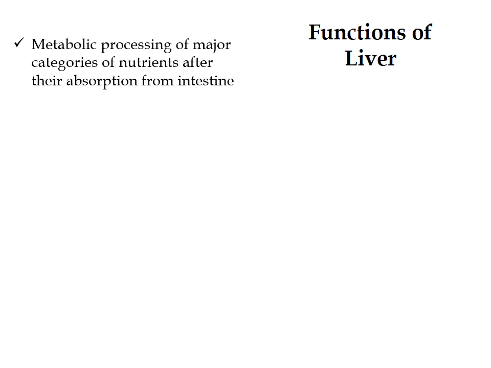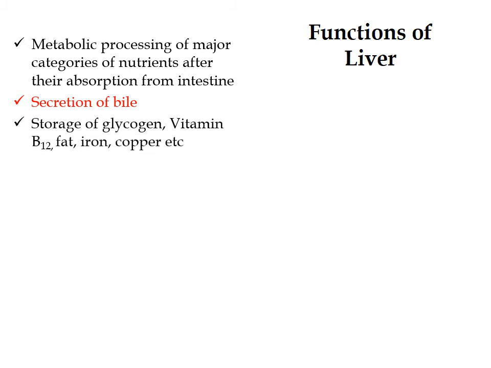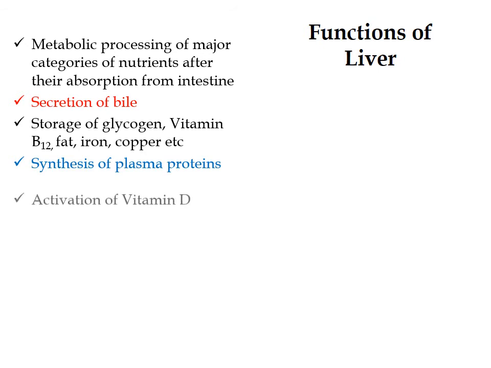Let us now learn about the functions of the liver. Liver is the major gland where all the metabolism takes place. After absorption from the intestine, all the metabolic phases take place in the liver. It is involved in the secretion of bile. The synthesis and secretion of bile is the major function of the liver. The glycogen, vitamin B12, fat, iron, copper, etc. are stored in the liver. It is a source of plasma proteins. The plasma proteins that you see in the plasma are synthesized in the liver.